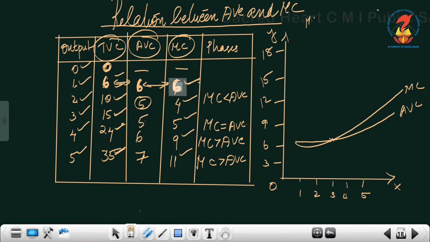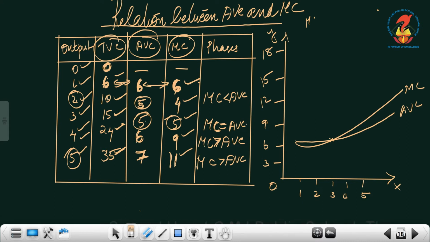Now, we will start from the second unit. In the second unit, you can find MC is less than AVC, isn't it? MC is only 4, but AVC is 5. Now, in the third unit of output, MC is equal to AVC. Both are 5. In the fourth level of output, you can find MC is greater than AVC. MC is 9, AVC is only 6. In the fifth level of output, MC is greater than AVC. MC is 11 and AVC is only 7.